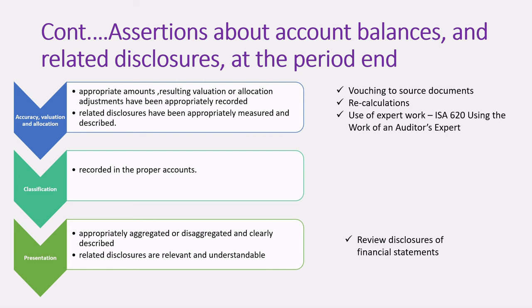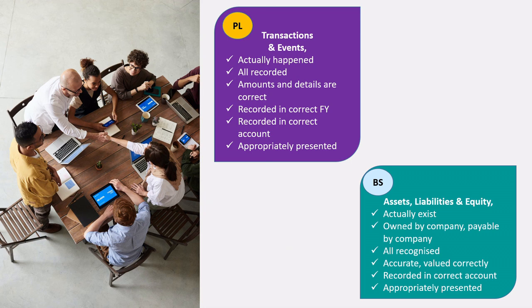It didn't take much time to talk about the assertions from the balance sheet side because we have already covered most of it in the P&L section. So in summary, what are the assertions that we have to verify in regard to transactions and events? That it actually happened, all recorded, amounts and details are correct, recorded in the correct financial year, recorded in the correct account, and appropriately presented.